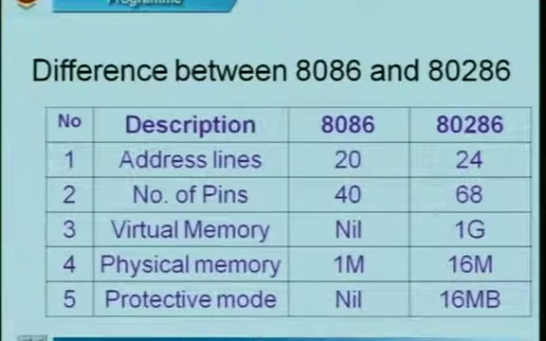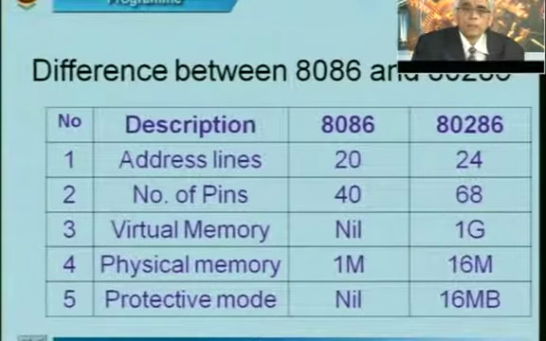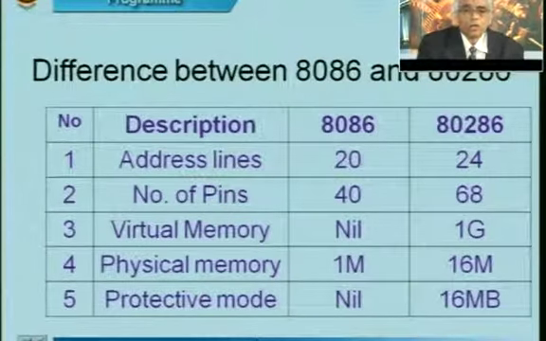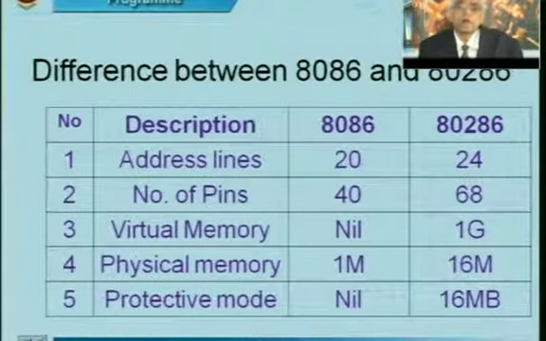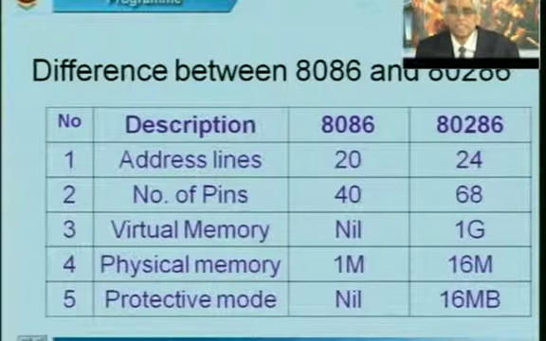Now looking into the difference between the 8086 and 80286, 8086 has only 20 address lines as against 80286, which has 24 address lines. The number of pins is 40 in case of 8086, whereas 80286 has 68 pins. The virtual memory available in 80286 is 1 gigabyte, as against 8086, which does not have any virtual memory. Talking about the physical memory it can access, we have 1 megabyte in case of 8086 as against 16 megabytes in 80286.